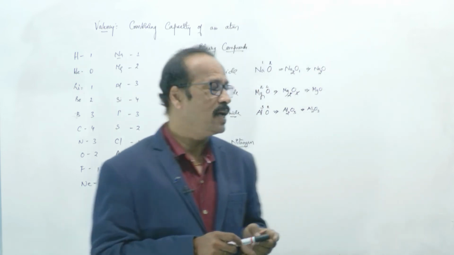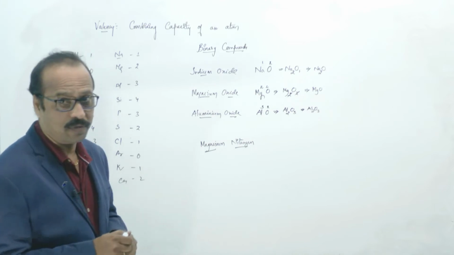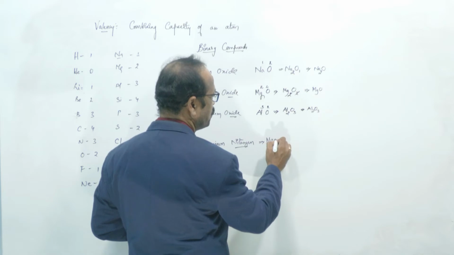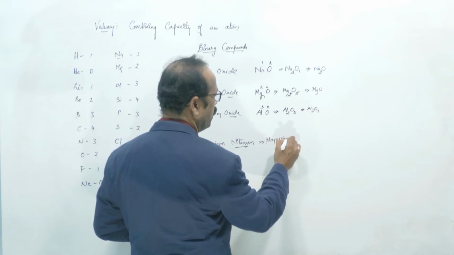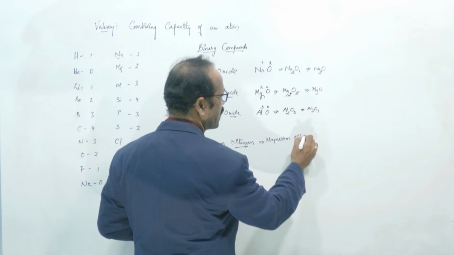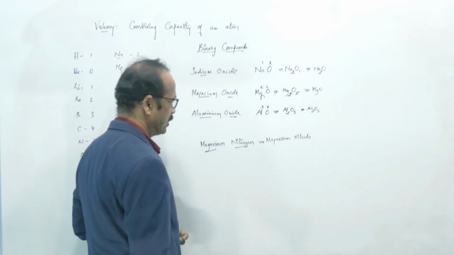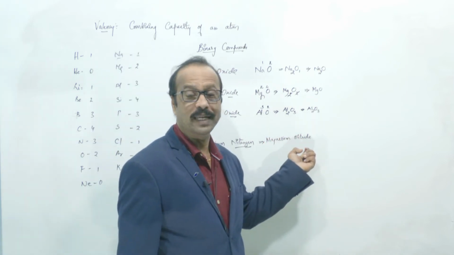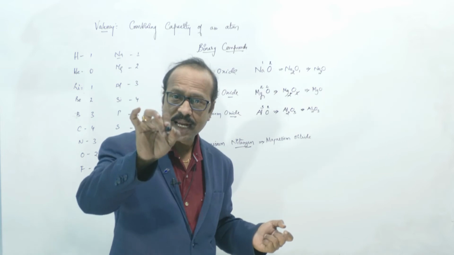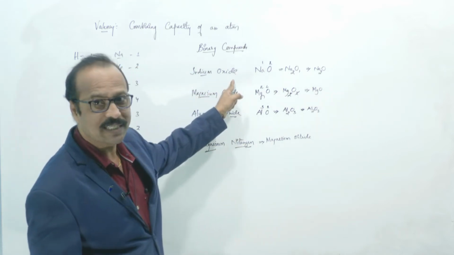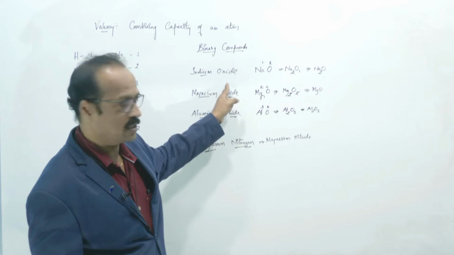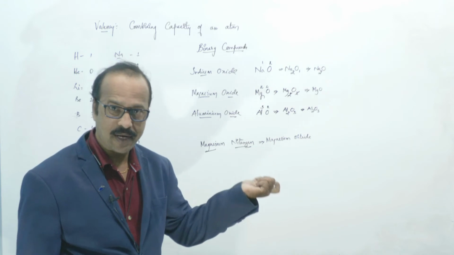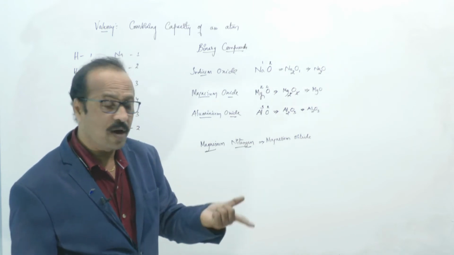So when magnesium is reacting with nitrogen, what is the compound formed? The name of that compound is magnesium nitride. Actually, it's reacting with the nitrogen, but when the compound is formed, what name should be given? Nitride. Just as with oxygen we give oxide, with nitrogen we give nitride. So magnesium nitride. Clear?